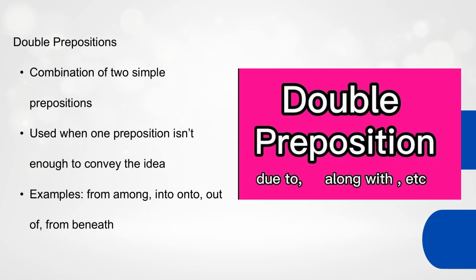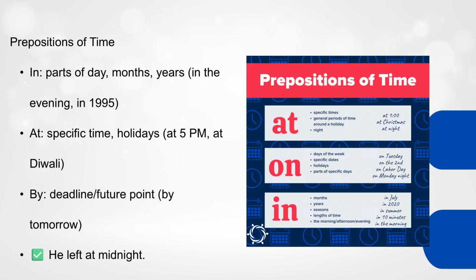Double prepositions. Let's understand double prepositions. They're formed by combining two simple prepositions. Used when a single preposition isn't enough to convey meaning. Examples include into, onto, out of, from beneath, and from among. These are helpful in describing layered relationships.